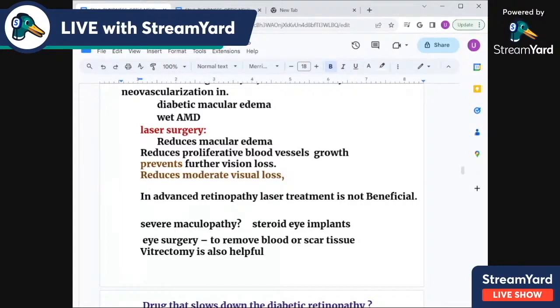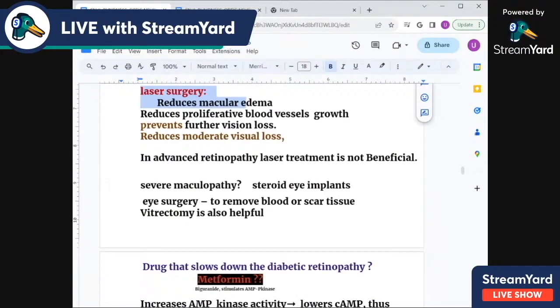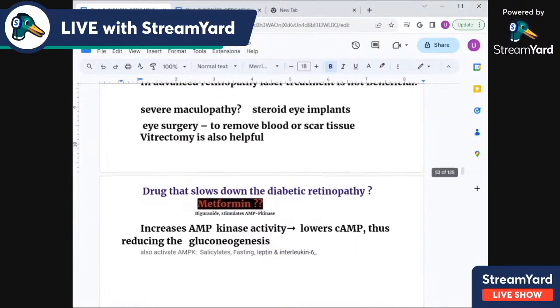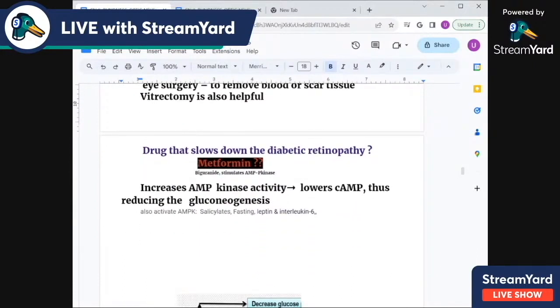So what to do with severe maculopathy? Steroid eye implants are given in severe diabetic maculopathy when laser doesn't work. And eye surgery to remove any clot, scar tissue, vitrectomy, is also helpful. So which drug prevents or slows down diabetic retinopathy? It's metformin. Metformin slows down diabetic retinopathy.